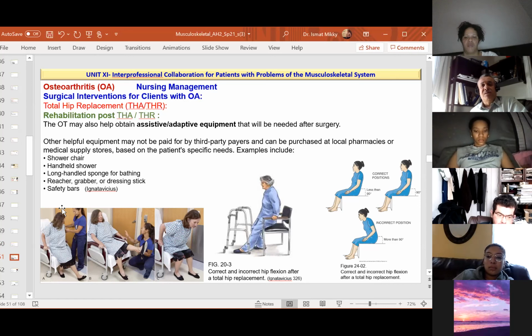Detrimental complications due to the use of that cement. Now, the post-op, there is a rehabilitation phase post-total hip replacement.